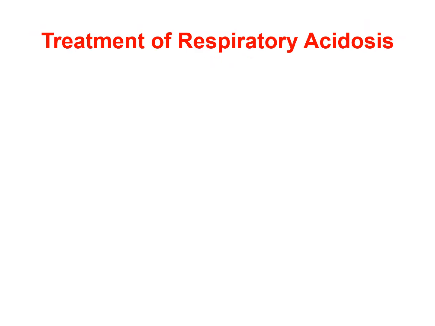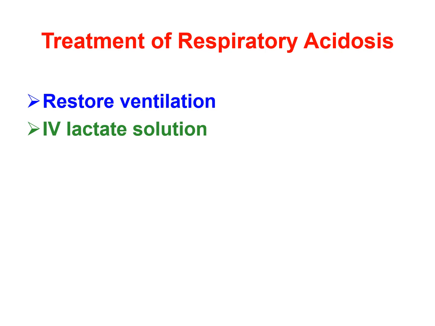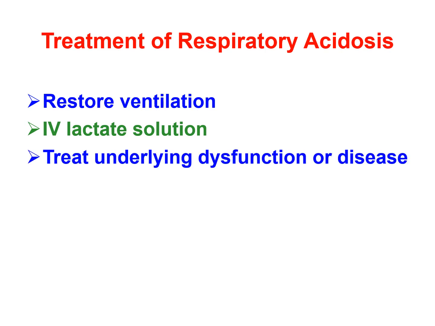As there is depression in respiration in respiratory acidosis, the first step is to take measures to restore ventilation. An intravenous solution of lactate should be given. As is common with acid-base disturbances, respiratory acidosis is also most of the time secondary to some other underlying pre-existing clinical condition. The particular clinical condition should be identified and treatment for that should be started.